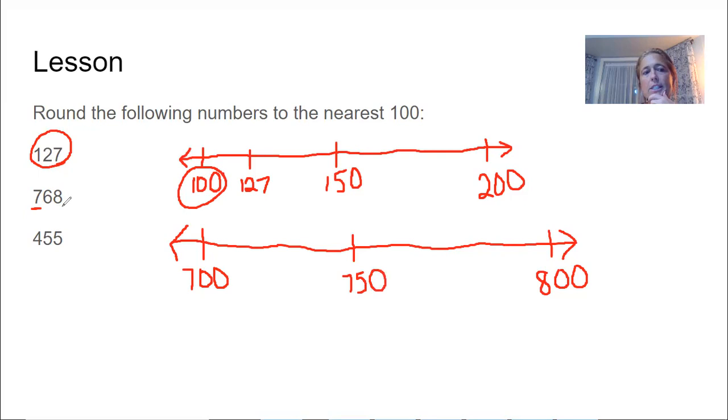And then you need to decide, does 768 happen here or here? Meaning, is 768 less than or greater than 750? Well, 768 is greater than 750 because look, that tens place has a 6 in here, but it only has a 5 here. So 768 occurs somewhere in here, probably about here. So is 768 closer to 800 or 700? It is actually closer to 800 because remember, everything 750 and above would round to 800. So 768 rounds to 800. All right.